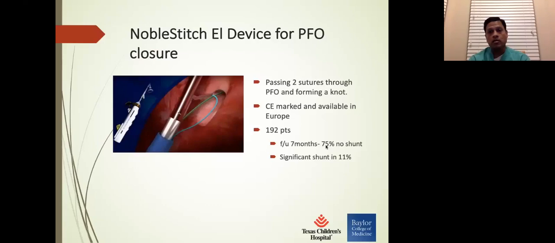The initial trial with 192 patients showed at follow-up 75% had no shunt, but 11% had significant shunt. So again, this would not be an ideal option for ASD closure, but could be considered for PFO closure.